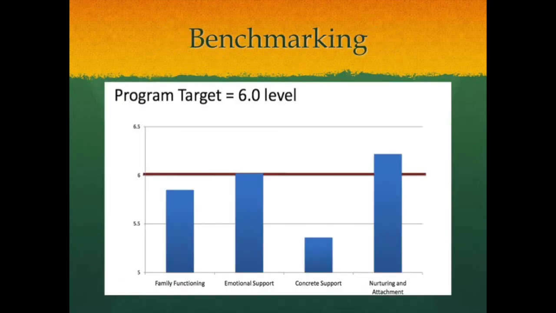This slide gives an example of how a program might use benchmarking. In this example, the program was looking at the average scores of participants on a 7-point scale, and they decided that they wanted to strive to have all of the protective factors reach a level of 6 on average. So looking at this, you can see that the areas of family functioning and concrete support have the most room for growth in meeting this target. And this can help them in planning how they might strengthen services they provide in those areas to try to strive to achieve their goal.